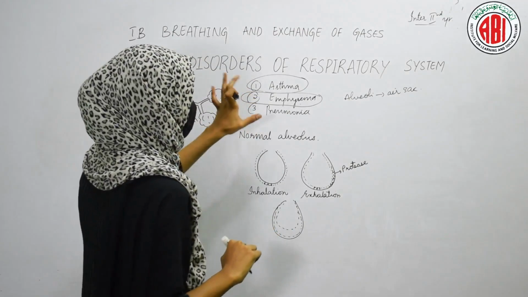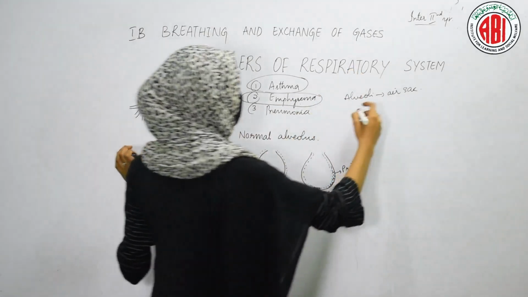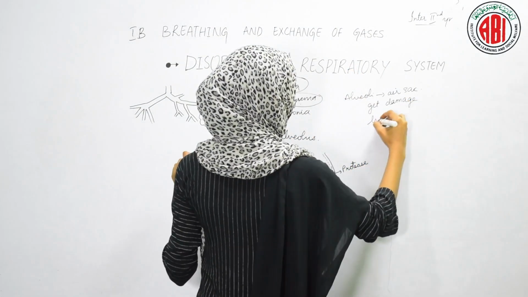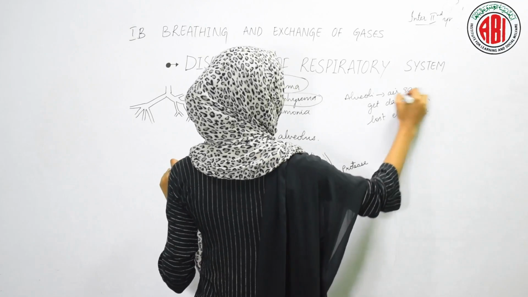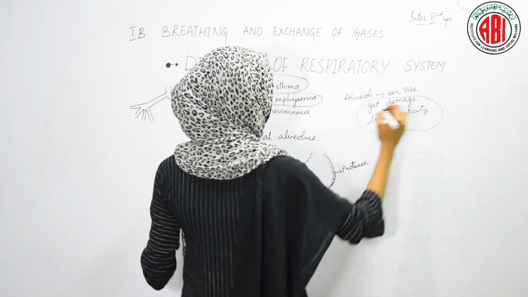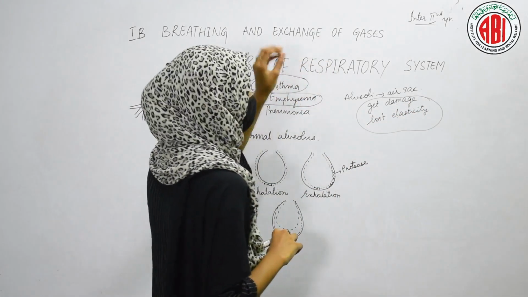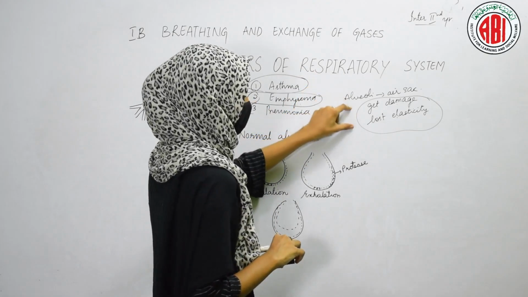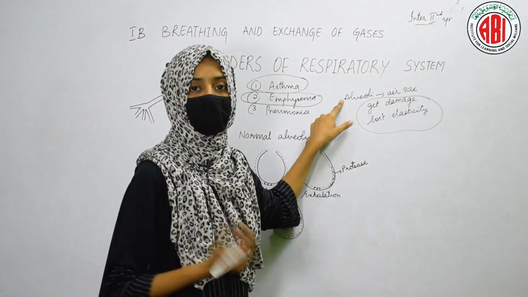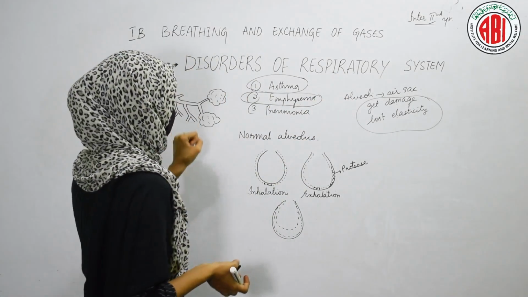In this disorder, the alveoli, the air sacs of our lungs, get damaged and even lose their elasticity due to this disorder. So in this disorder, these two things are going to happen. The alveoli, which play a major role, are getting damaged. The walls of the alveoli get damaged and they also lose their elasticity. So in the condition emphysema, what happens?